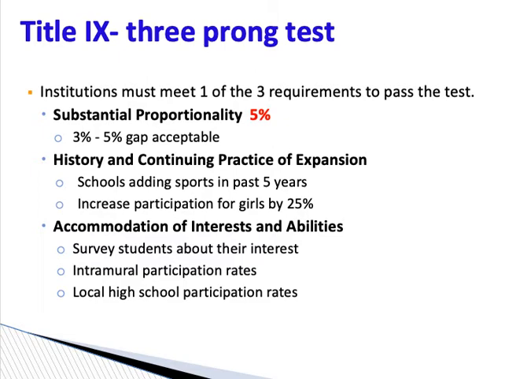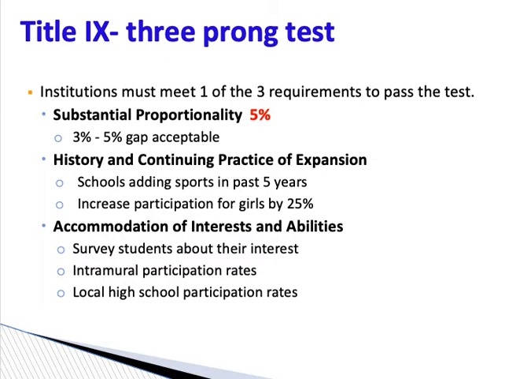The first test is called substantial proportionality. They want the institution to provide intercollegiate participation opportunities for women and men that are proportionate to their respective rates of enrollment. Which means if a university has 50% male students and 50% female students, the student athlete body also needs to have the same proportion: 50% male student athletes and 50% female student athletes. They allow a difference in this proportion of about 3% to 5%.